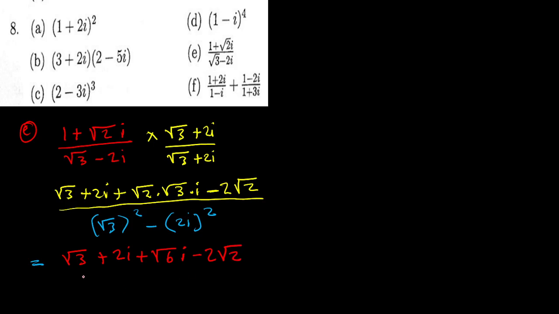So from here you can work on the denominator. Square root 3 squared is simply equal to 3, and then negative times that i squared, which is a negative. So i squared is negative 1. Negative 1 times negative is positive. Then 2 squared is simply 4.